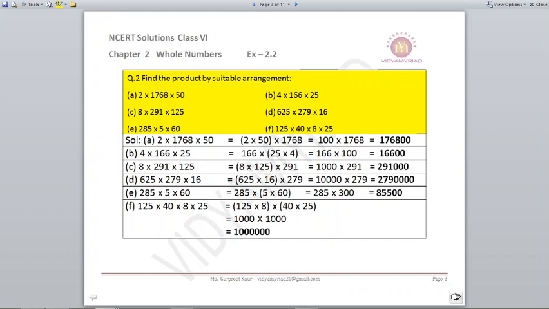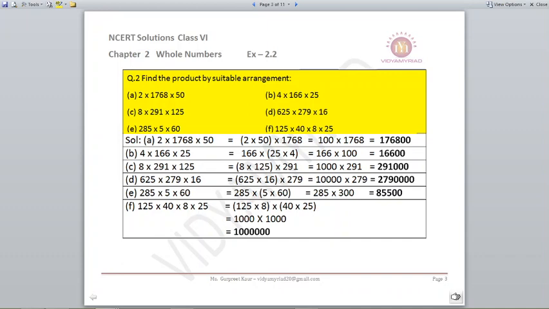So 100 into 1768, I can straight away write the answer 176,800. The rule is, in the case of multiplication, when zeros are there, you can simply put that number of zeros at the end. Like 100 is there, so I don't have to multiply 1768 by 100 in my rough column to see what is my answer. No, simply write the number and put those zeros at the end.